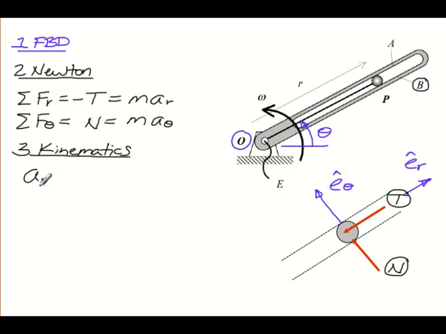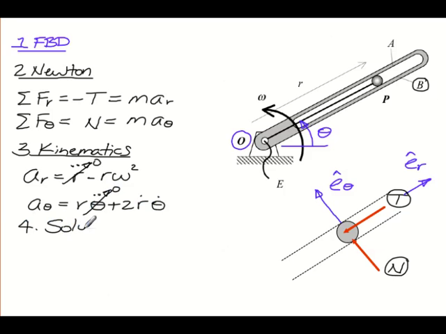So for kinematics, what's a_r? Well, a_r is r double dot minus r theta dot squared, so that's minus r omega squared, since the rate at which it's being pulled in is a constant. And then a_theta is equal to r theta double dot plus 2 r dot theta dot. It also says that omega is a constant, so theta double dot is 0.